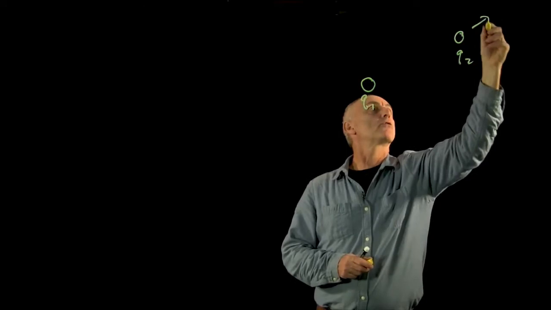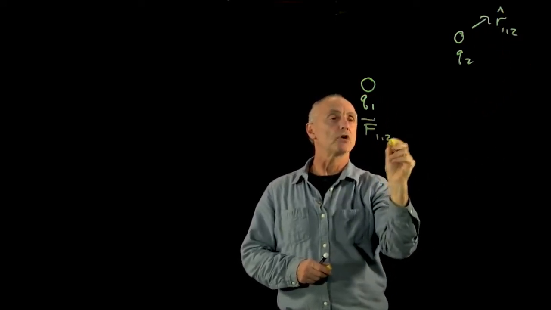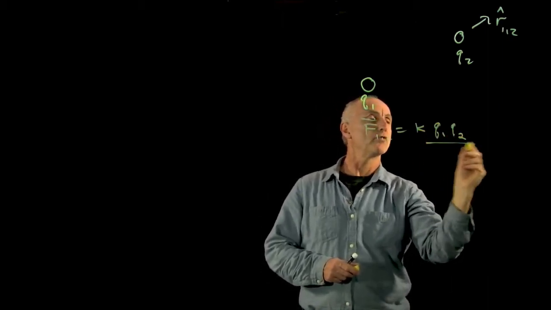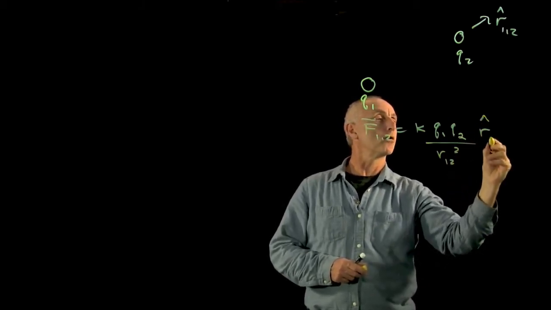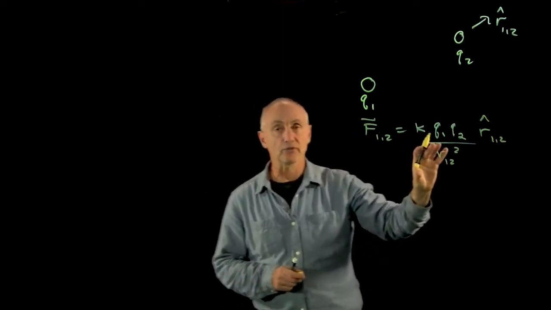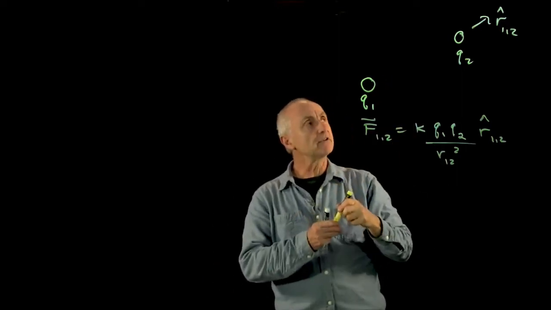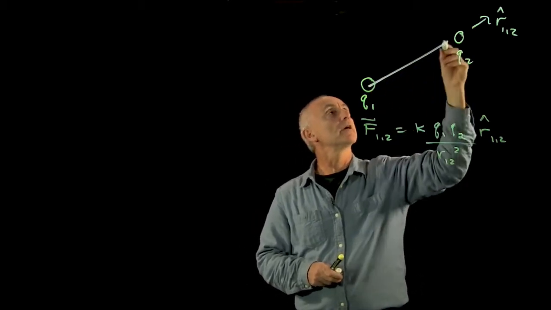Let's consider two charges, Q1 and Q2. And we wrote down Coulomb's law: the force on that charge is our constant K, Q1, Q2 over R12 squared, R hat 1,2. Now, one of the issues in applying Coulomb's law is that this is an abstract expression, and we'd like to make one more version of it.